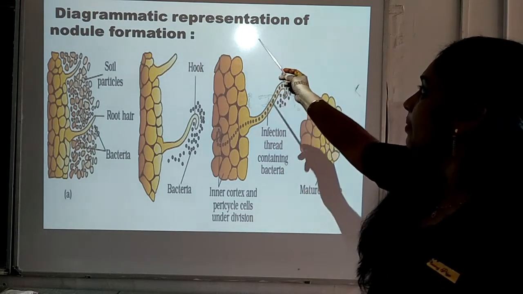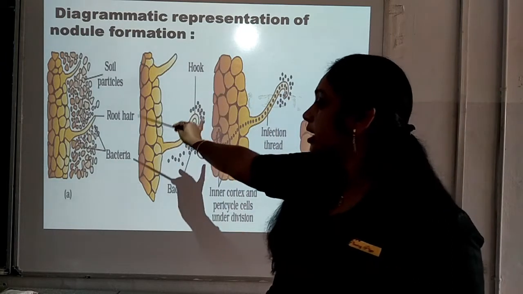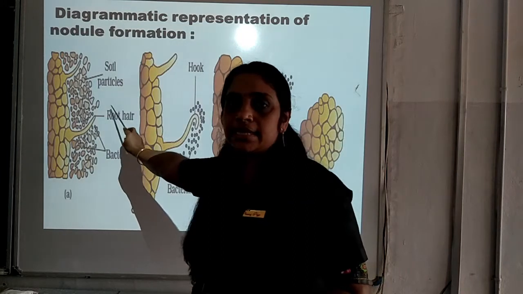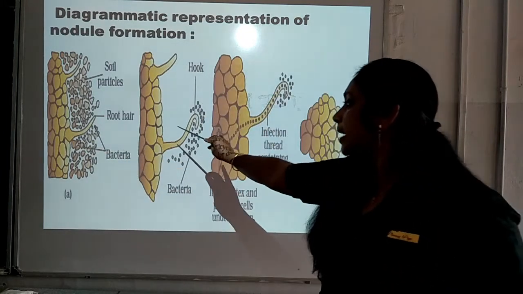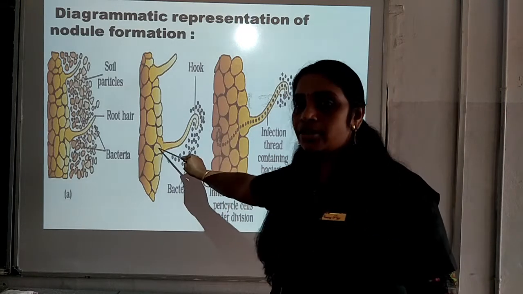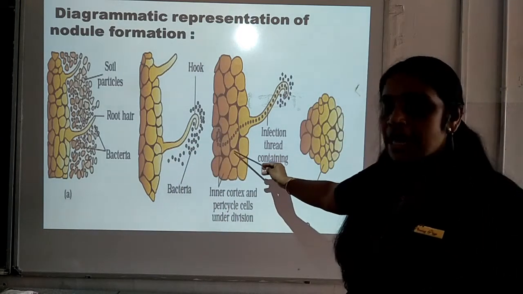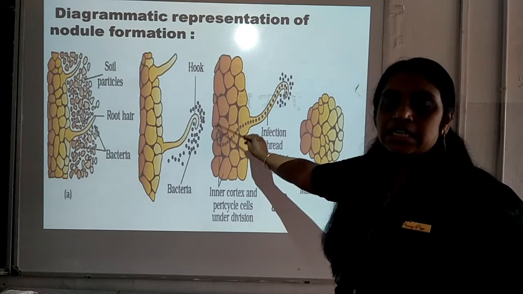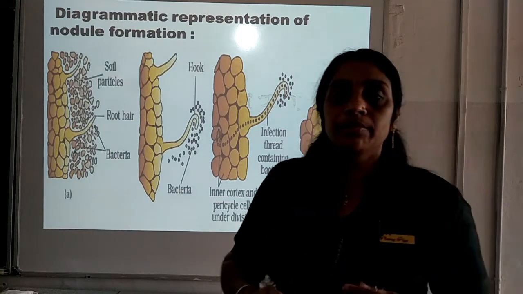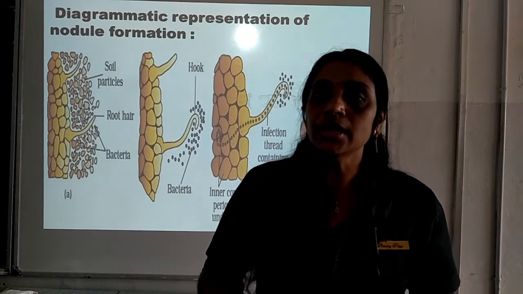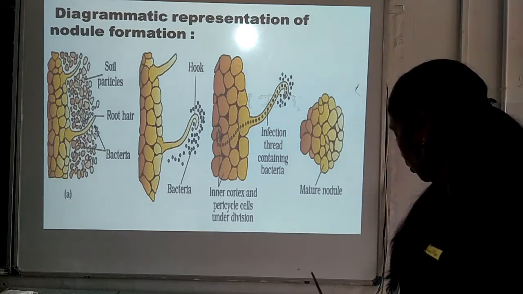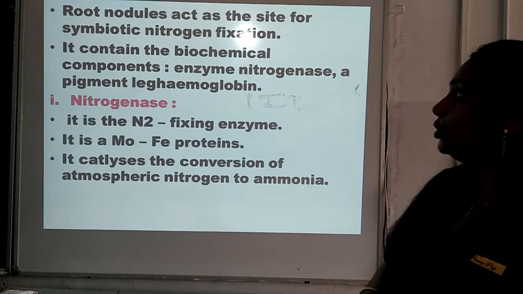So, this is the right diagrammatic representation of nodule formation. It is very, very important, my dear children. In the first step, bacteria is getting colonized. The second step, an infection thread is formed, where you can see a hook like structure. Through this infection thread, the bacteria enters into the cortex and forms a specialized tissue in the form of a bulb like structure, and that is the nodule formation. I think you would have understood how the nodule is formed.